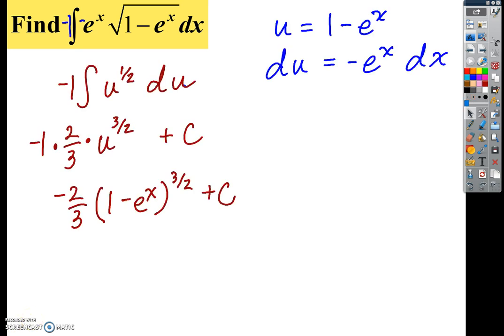All right, so I used u substitution. I've let u equal 1 minus e to the x. The derivative is negative e to the x dx. And so I've plugged everything in, put it in the negatives there, and your basic power rule here. And so final answer, negative 2/3, parentheses 1 minus e to the x, close parentheses, raised to the 3/2 power plus c. So pretty straightforward.